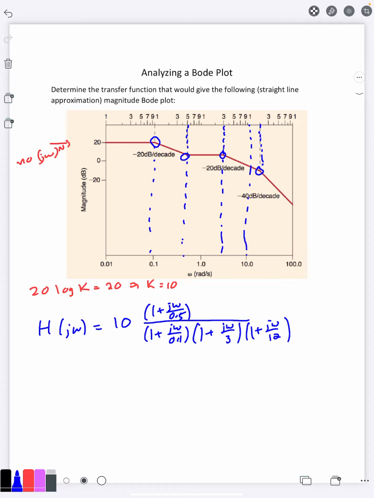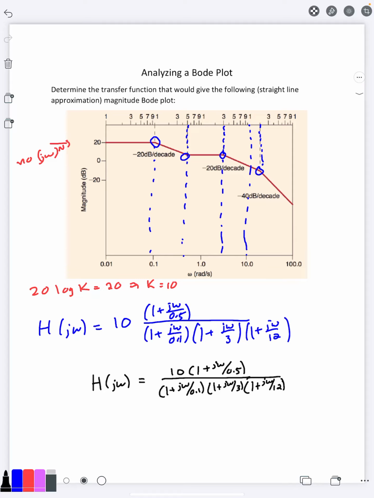And these are all the places that it changes. So this is our final transfer function. And I can rewrite it a little bit nicer here. It would be 10 times 1 plus j omega over 0.5, over 1 plus j omega over 0.1 times 1 plus j omega over 3 times 1 plus j omega over 12. And that right there is the transfer function that will get you this Bode plot.